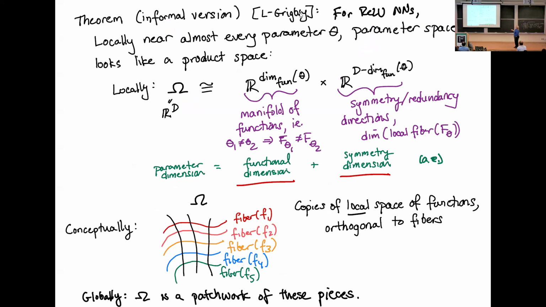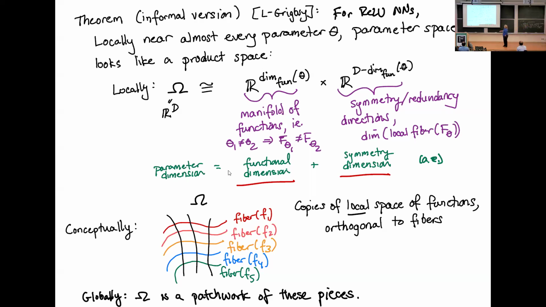This is based on joint work with my colleague Ellie Grigsby. A theorem is that for ReLU neural networks, locally near almost any parameter, your parameter space looks like a product space. It's exactly this picture here. There are fibers and there are orthogonal spaces. This is only a local description, because there are different regions where the pieces of the fibers have different dimensions, and we're not saying anything about how these regions fit together, but within a chamber, you have this picture.